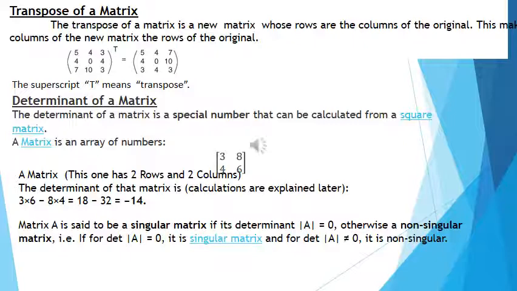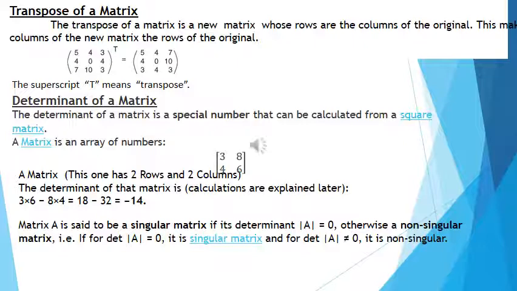So 5 4 3 in the row will be given in the column, 5 4 3. Here the column is 5 4 3. The 4 0 4 row is represented in the column in the next matrix, 4 0 4. 7 10 3 is your row matrix. Now I am writing it in the column, 7 10 3. Vertically I have written. The superscript T means transpose.